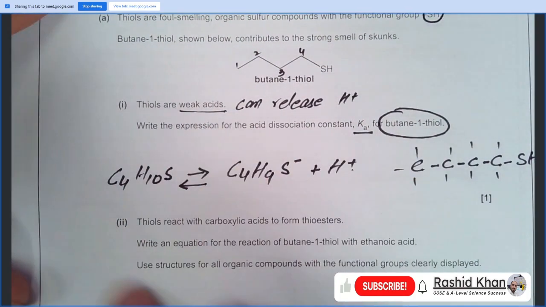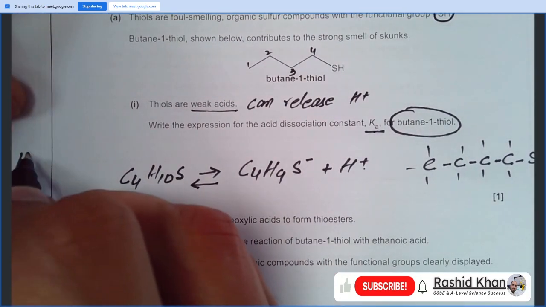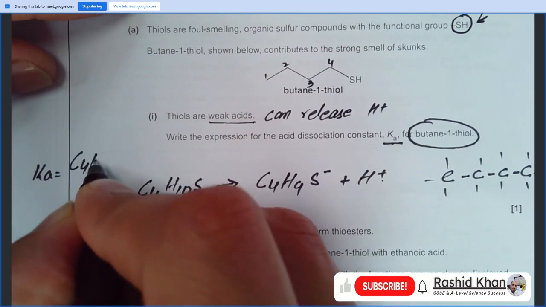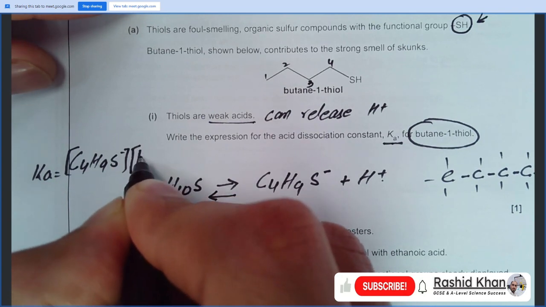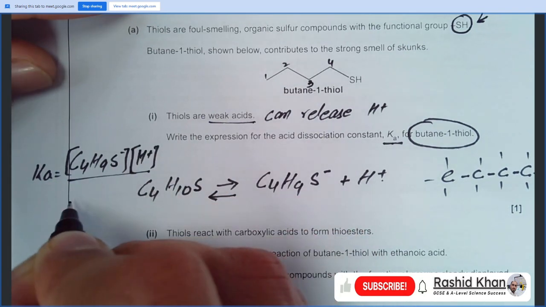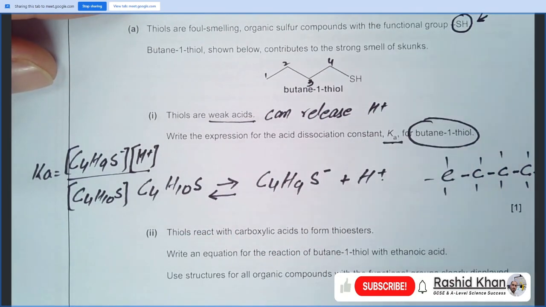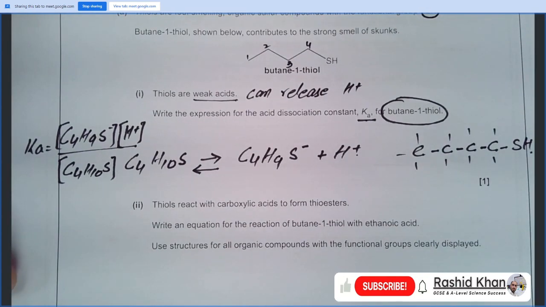Now, based on this, I can write down the equilibrium constant expression. So Ka will now be written as products, which is C4H9S minus times H positive over C4H10S. I'm happy with that bit. Has anyone got any questions so far?